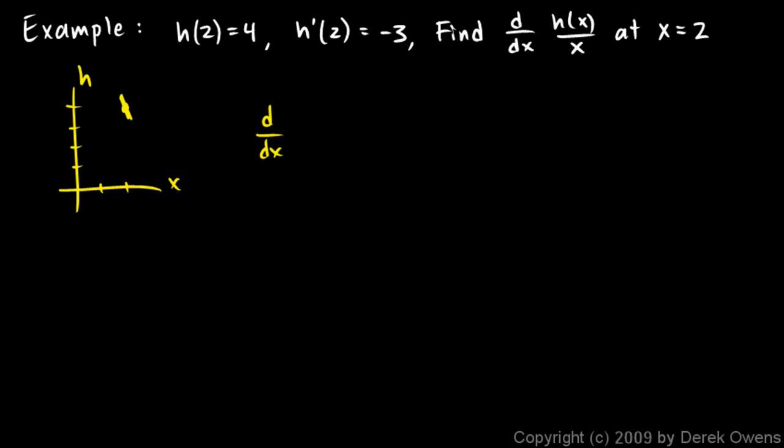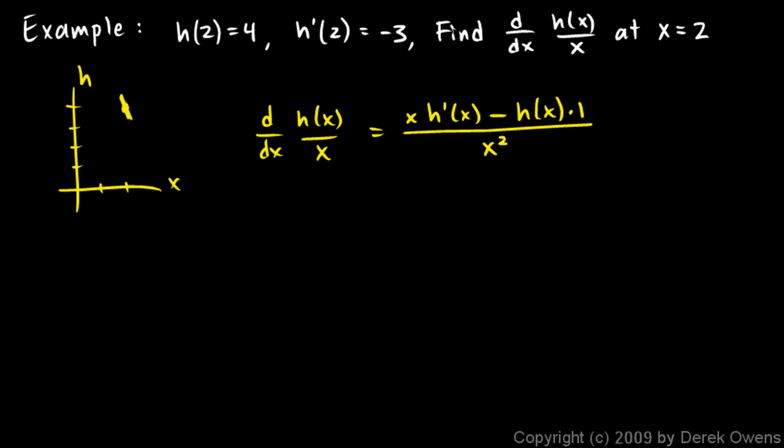The derivative with respect to x of h of x over x is low d high, and low down here is x. And then the derivative of what's up top, that's h prime of x, minus high, which is h of x, times the derivative of the denominator, and that's the derivative of x, which is 1. x is a function. The derivative of that function is 1. And then I need to divide by the denominator squared, which would be x squared.